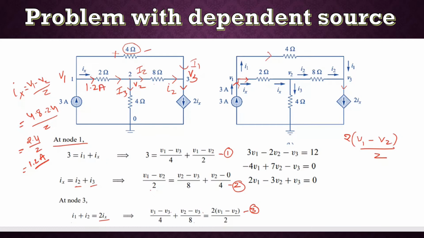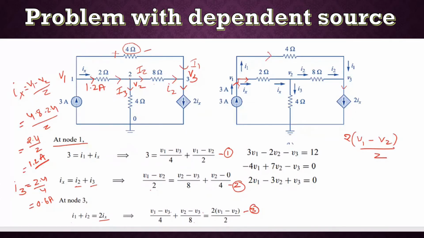So Ix is coming here and it is dividing into two parts. So what is I3? I3 is V2 by 4. V2 how much? 2.4 by 4. How much is it? 0.6 amperes. So out of this 1.2, 0.6 amperes is coming and the remaining current will go like this.